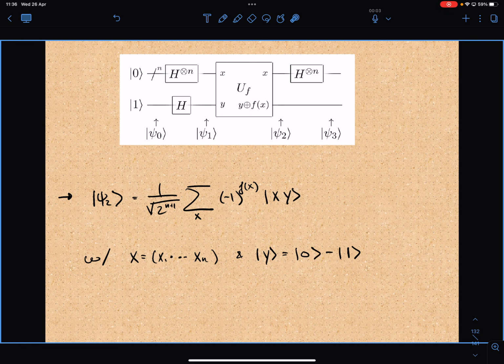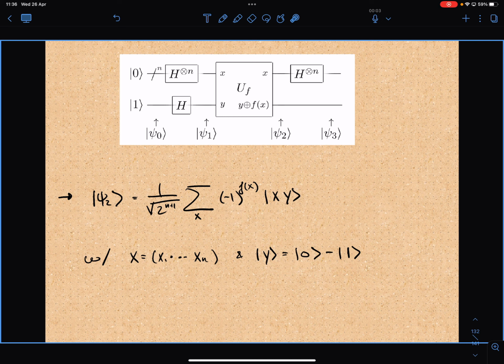Does that make sense, the question? What's the relative phase? Let's even make it a little bit simpler. Assume f of x is equal to 0 for all x's. What's going to be the phase in that case for each state? Yeah, -1 to the 0. So all the phases are going to be 1.